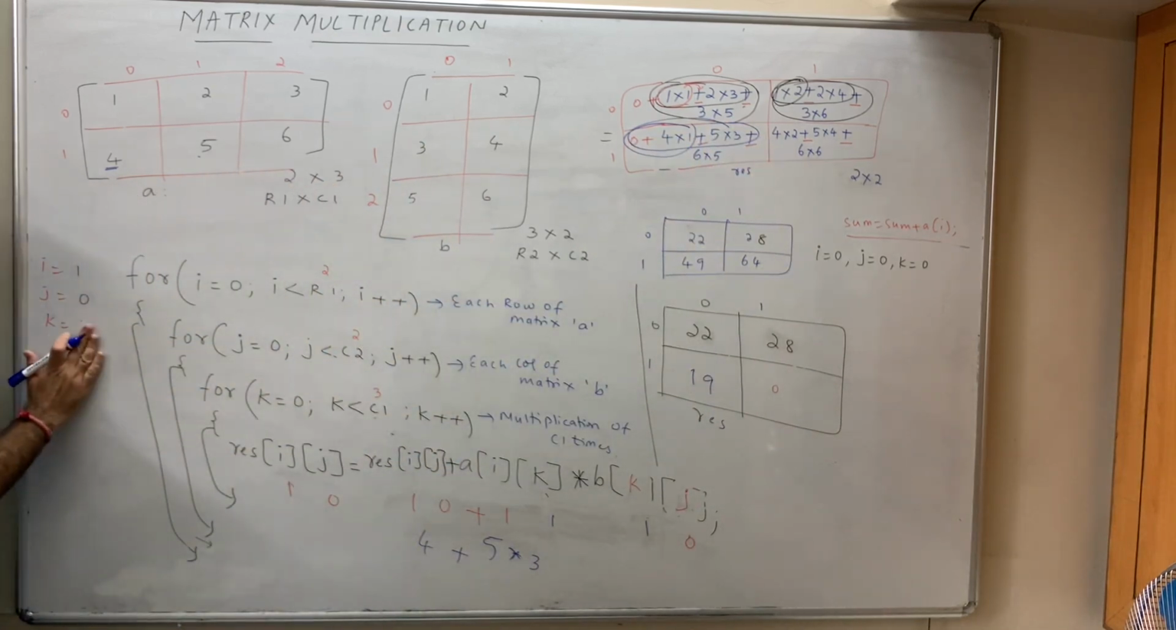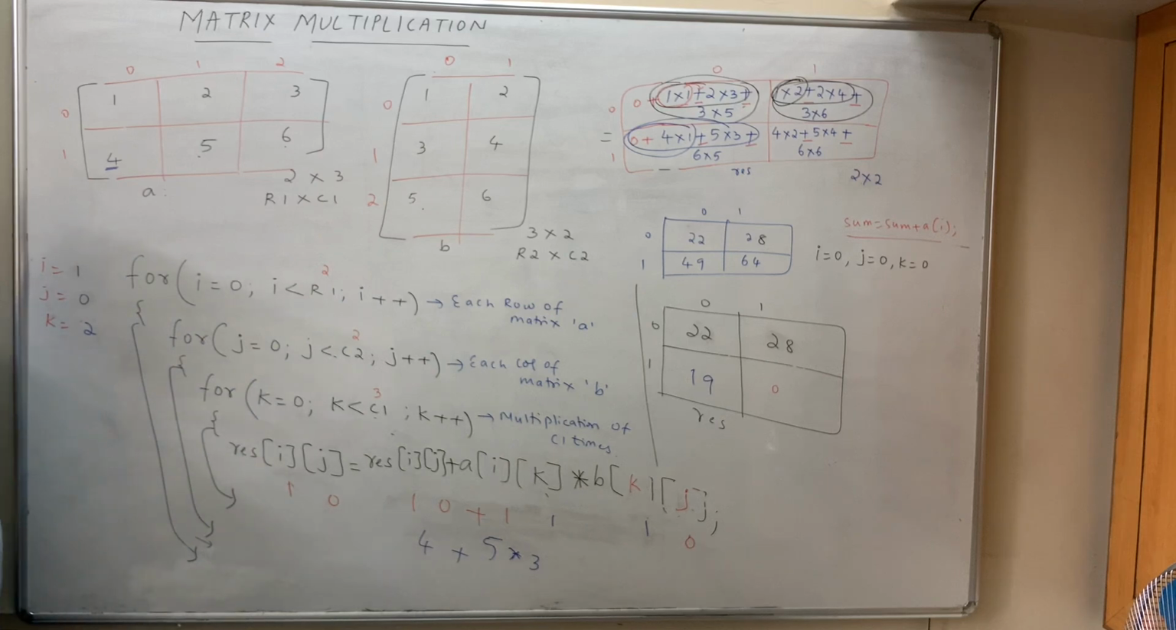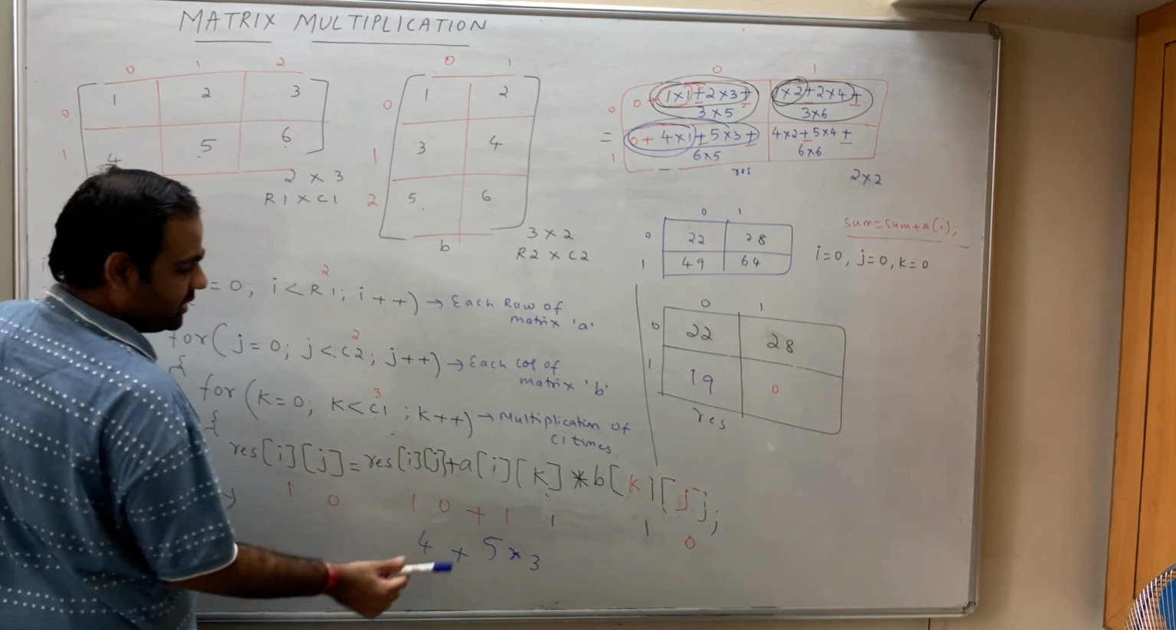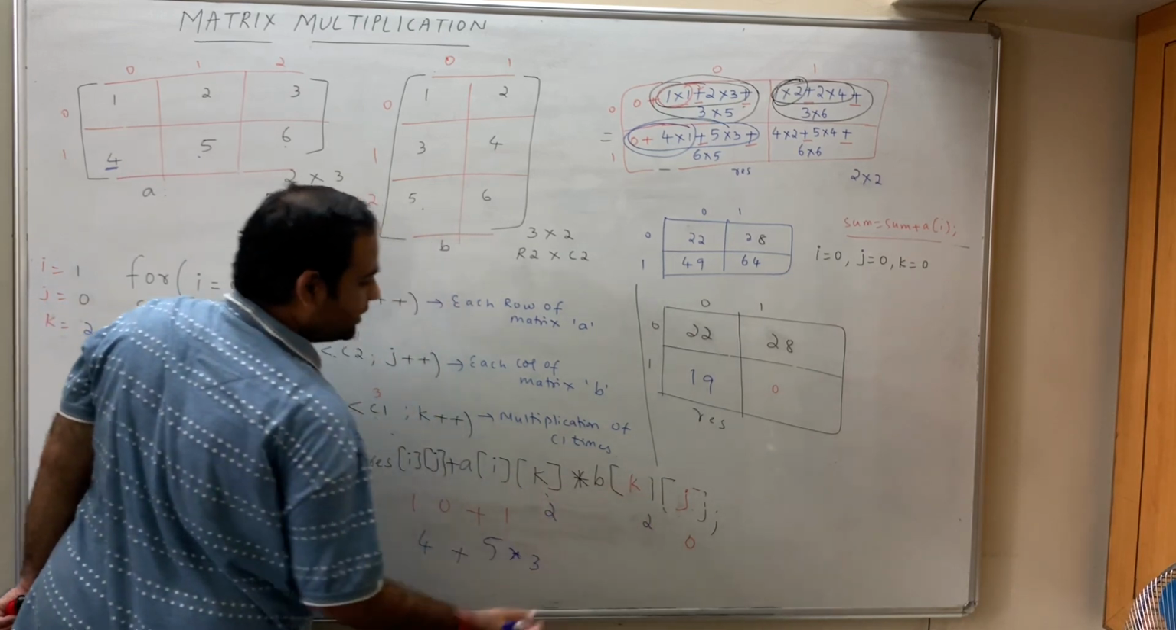Again you say k plus plus. The value of k will become 2. 2 less than 3, yes. This time you have to say 6 into 5. That is what we will do. Result of ij: i is 1, j is 0, k is 2.